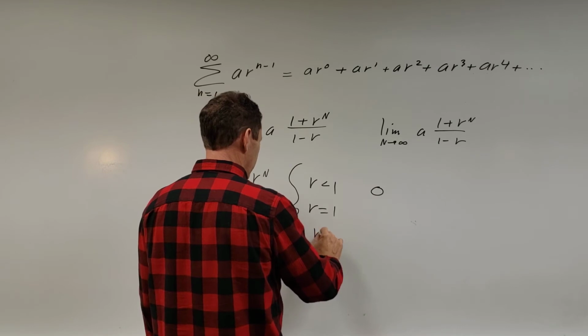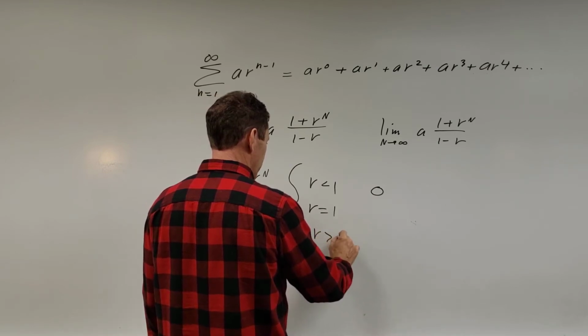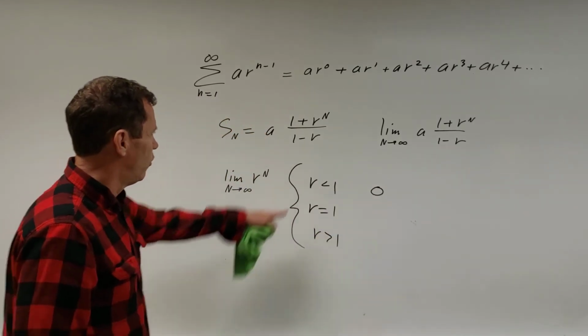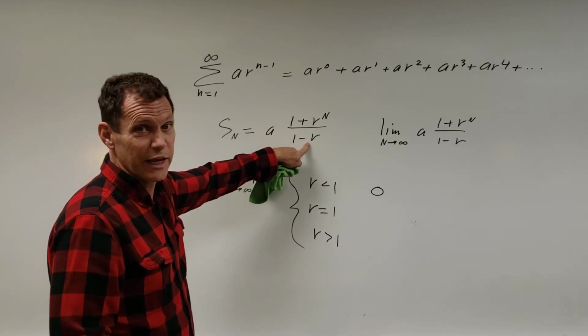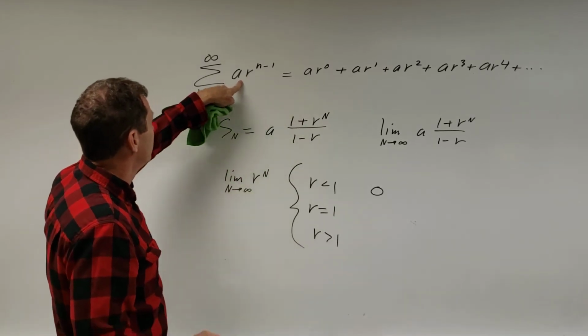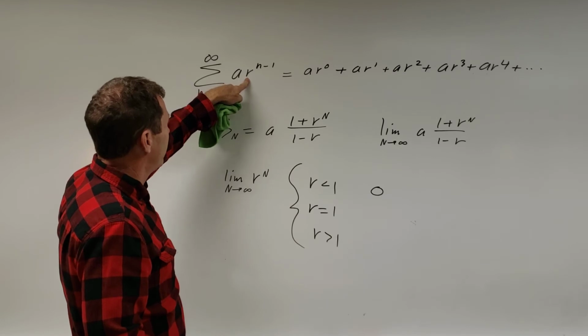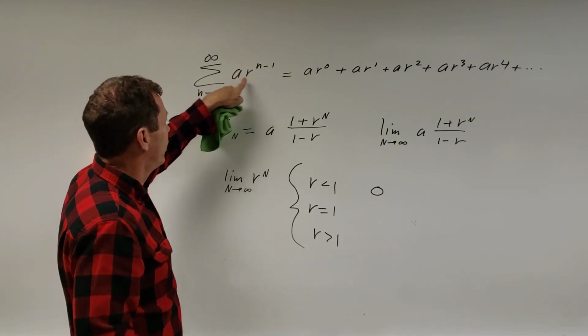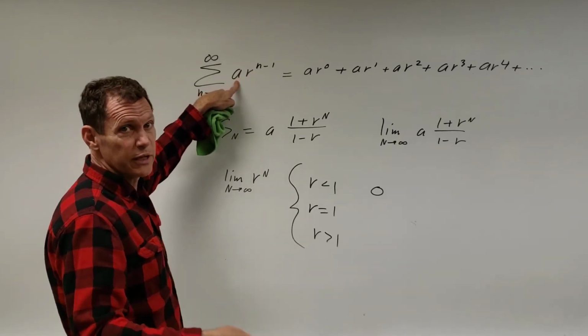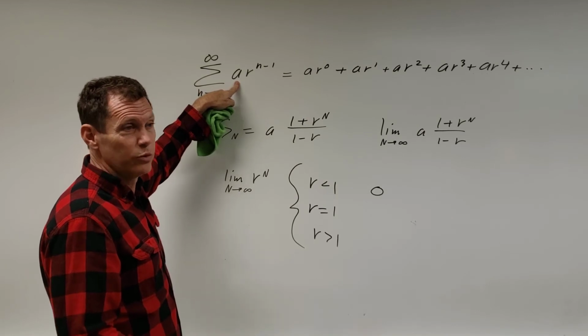And what if r is bigger than 1? If r is equal to 1, you get a 0 on the bottom, so that doesn't make any sense. Can't use this guy. But go back to the original formula. You can have a times 1 to this power. That's just going to be a 1. So you have a plus a plus a. You add up enough a's, it will blow up sooner or later.